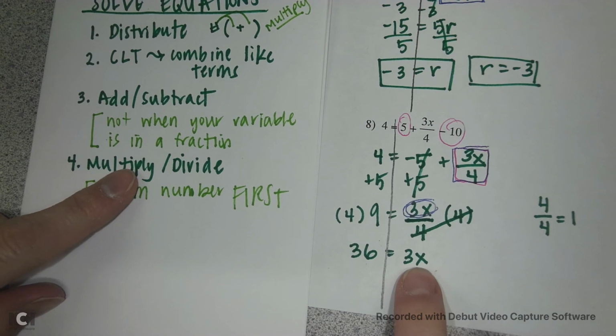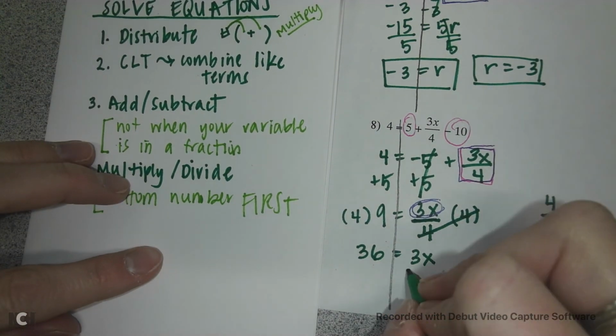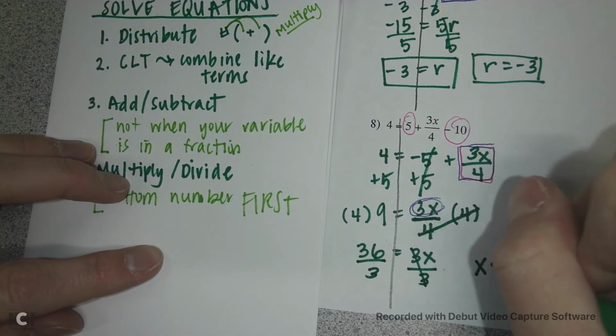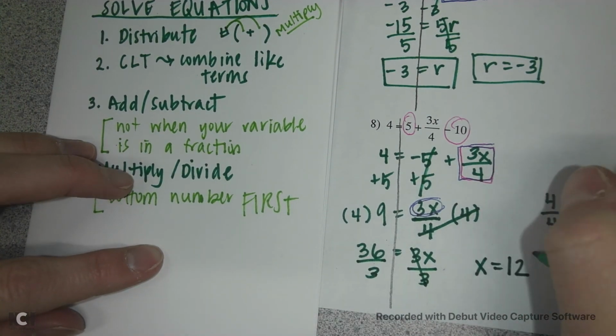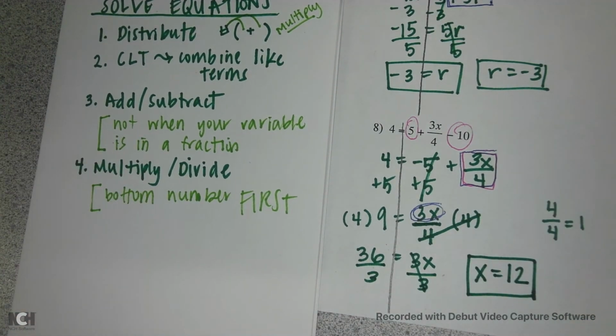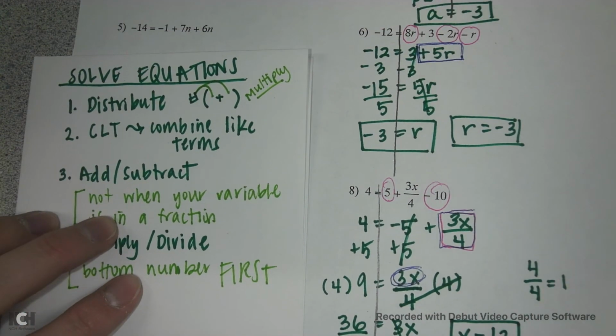So again, we're going to multiply, divide. Since it's getting multiplied, we do the opposite this time. So we're going to divide each side by 3. And x is 12. Okay, I hope that this helps you understand how to solve these more complicated equations better.